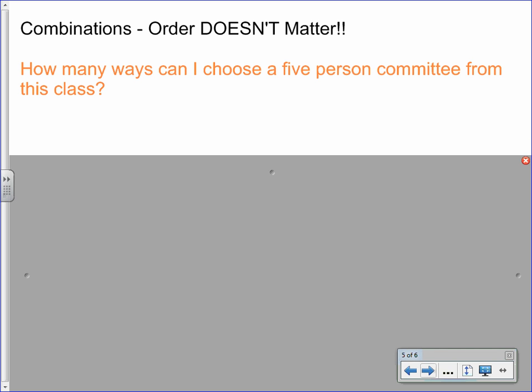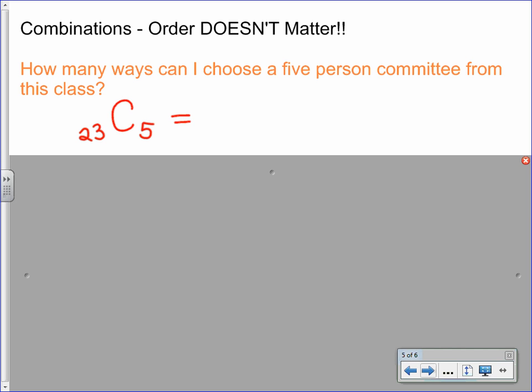How many ways can I choose a 5-person committee from this class? Okay, so on a committee, is anybody ranked higher than the other? No, you're a committee, you're all equals, right? So order is not important. So if there's 23 students in this class and I am choosing 5 of you to be on a committee, order is not important.